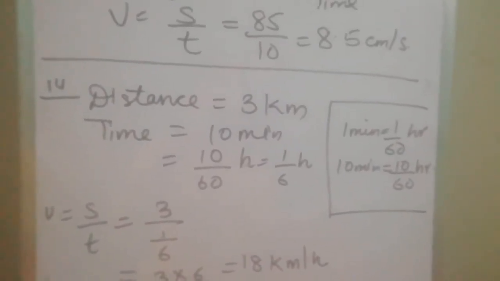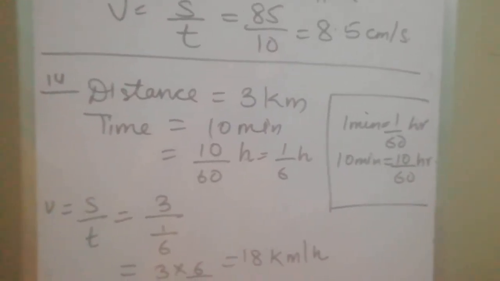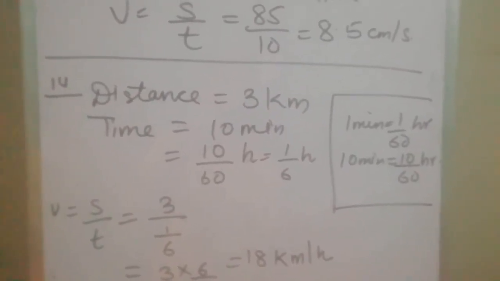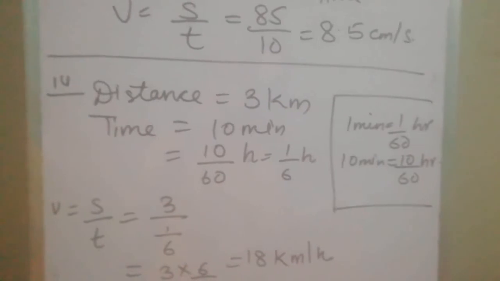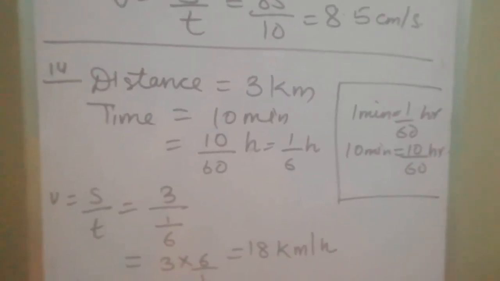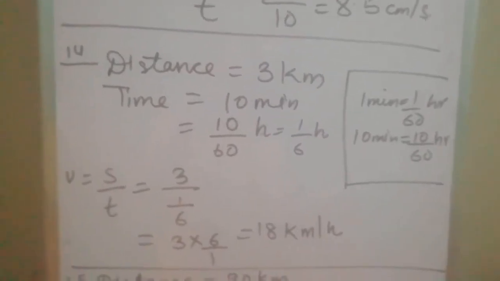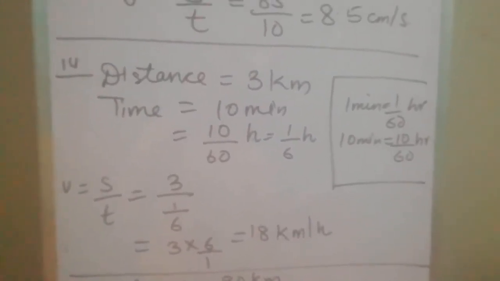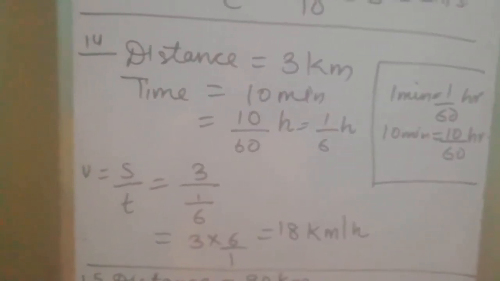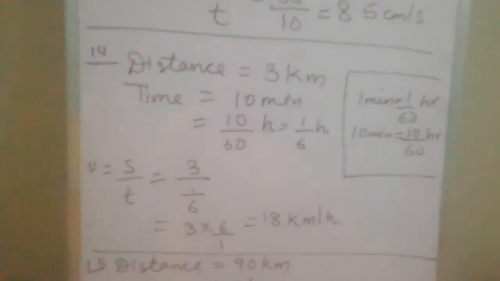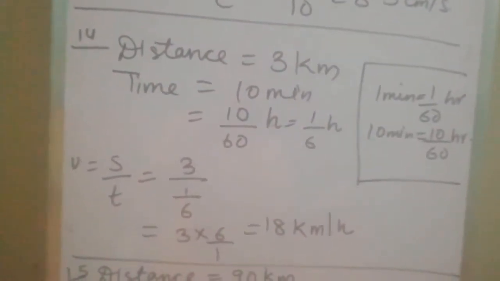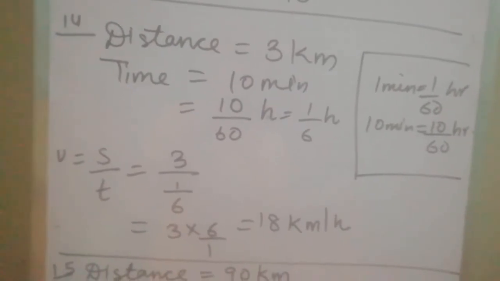How will we convert minute into hour? 1 minute equals 1 by 60 hours. So 10 minute equals 10 by 60 hour. When we cancel 0 by 0, only 1 by 6 hour is left. Now the speed of Smita is v equals s by t. 3 by 1 by 6, that is 3 into 6 by 1, since 1 by 6 will get reciprocal. So it will be 18 km per hour, the speed of Smita.